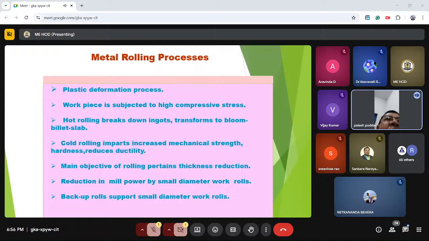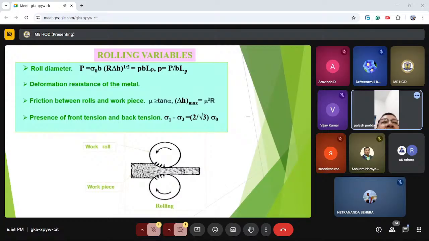The rolling load is P, sigma is the applied stress, and R is basically called the roll radius. The rolling load increases at a rate greater than the diameter to the power half. Deformation resistance of the material is one of the important rolling variables. What is the strength of the material? Depending on that, the rolling load will determine how much load has to be given. If the strength is high, then the load requirement will be very high, and if it is very ductile, then the load requirement will be very low.